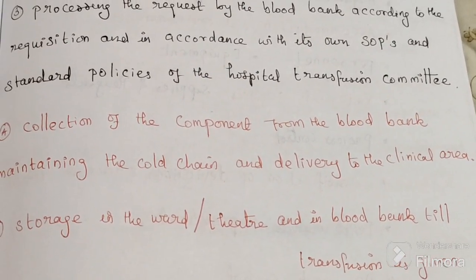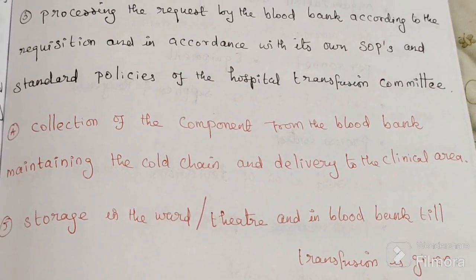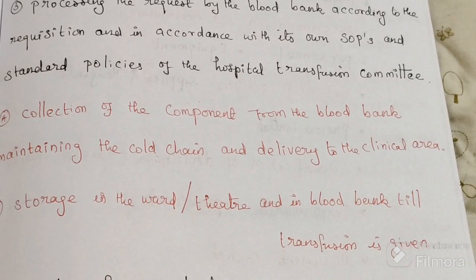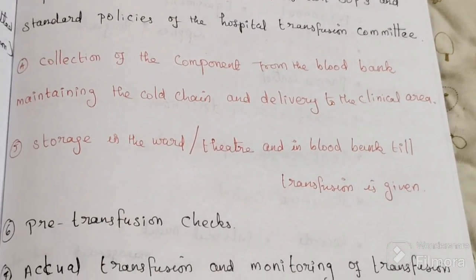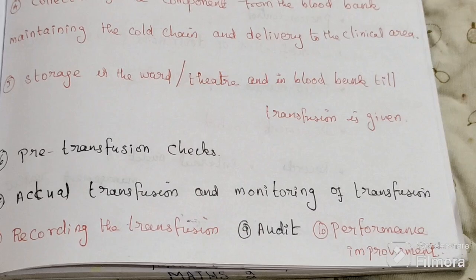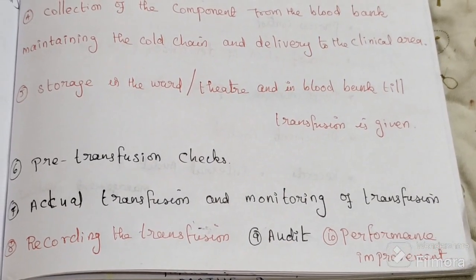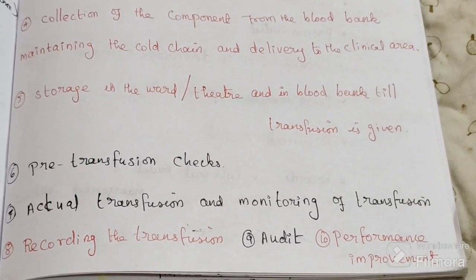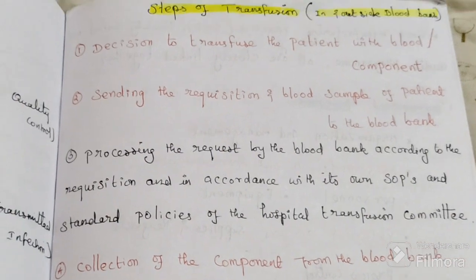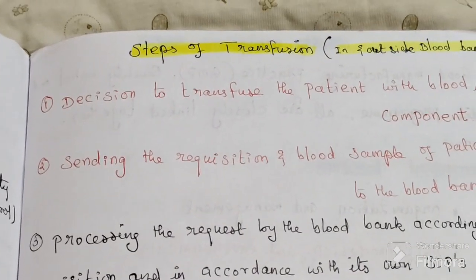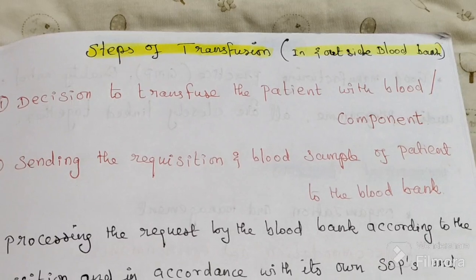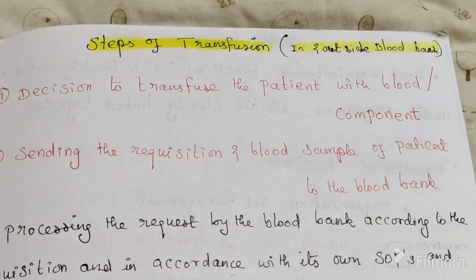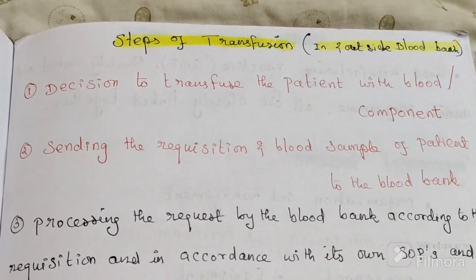Pre-transfusion checks, then active transfusion and monitoring of transfusion, then recording of transfusion, audit and performance improvement. So these are some steps of transfusion. What are the steps? In and outside the blood bank, these are the steps, some of them inside and some of them outside.